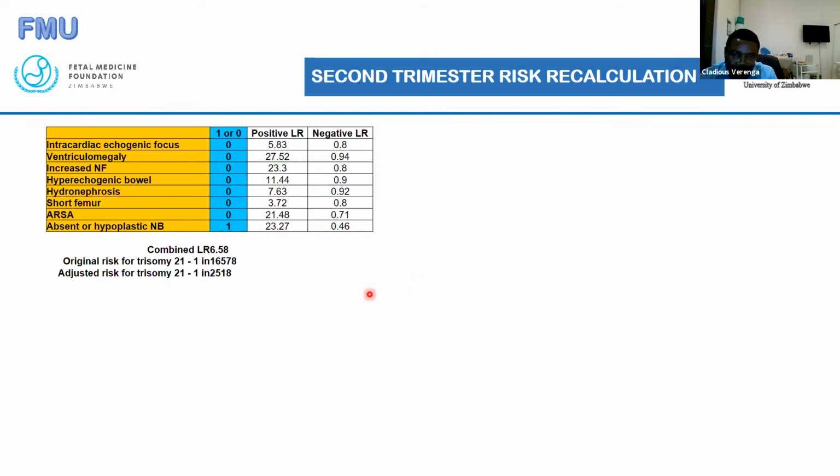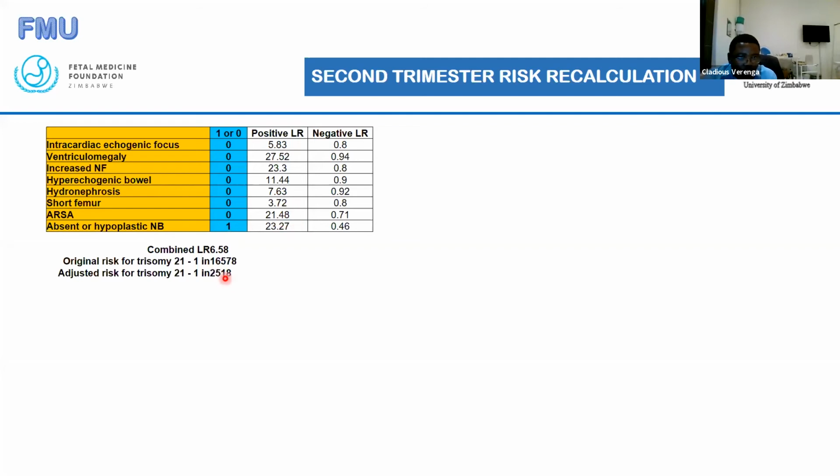Then I want to discuss a subject which is a little bit gray in most areas. It's called second trimester risk recalculation. What is this risk recalculation? We are seeing a woman who has done a risk assessment in the first trimester, a combined test, and they've been told that their baby's risk of Down syndrome is 1 in 16,517. But when this woman came for the second trimester anomaly scan, we noted that the nasal bone was absent or hypoplastic. So we take this, and this formula is an Excel formula.